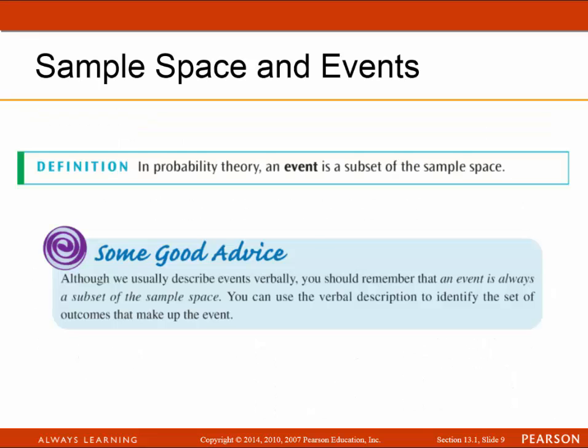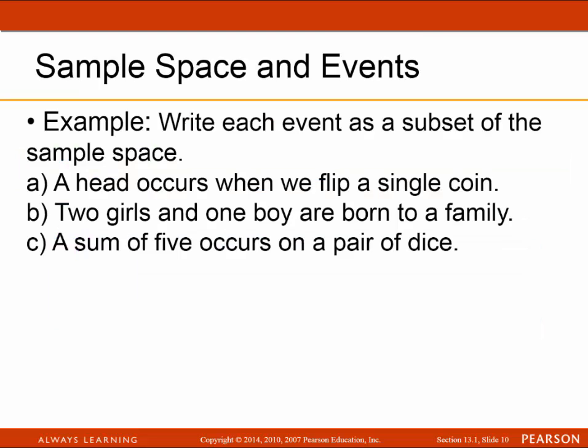So here's another definition. In probability theory, an event is a subset of a sample space. Now, although we describe events verbally, you have to remember that an event is always a subset of the sample space. So if it's not a subset, then it cannot occur if we're just talking about that particular sample space. So here are several examples, right? So each one of these is a subset of a sample space.